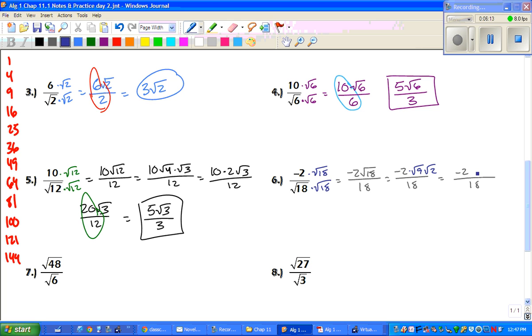Okay, the square root of 9 is 3, and we still have that root 2. Multiply negative 2 times 3 is negative 6. And then everything else stays the same, guys. And now the last thing we're going to do is to reduce that fraction. And that's where we get negative root 2 over 3. Because what did I divide it by? I divided by 6.